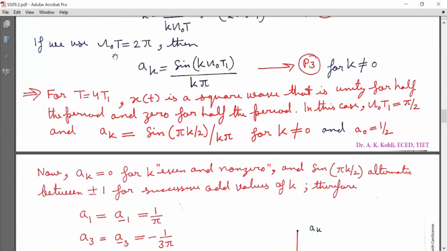If we use omega 0 T is equal to 2 pi, then ak is equal to sine of k omega 0 T1 divided by k pi. Mark it as equation P3 for k not equal to 0.